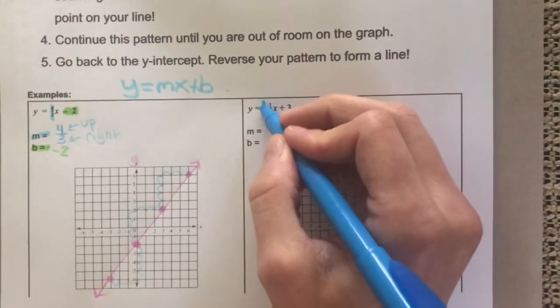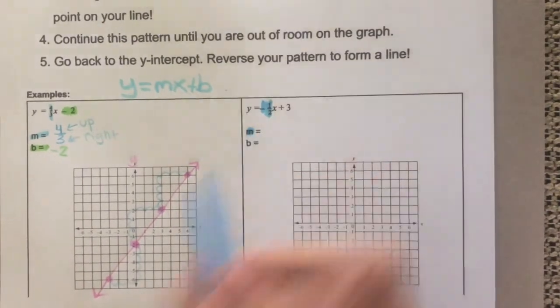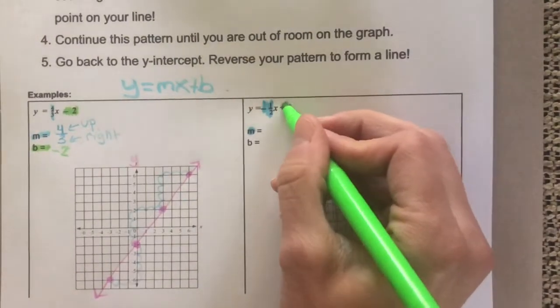And so I'm going to use my highlighter. Notice I'm highlighting the sign in front of that number. And m is going to be my slope. And then I'm going to highlight my y-intercept, including the sign in front of it.